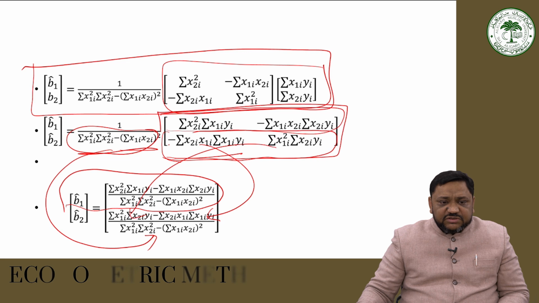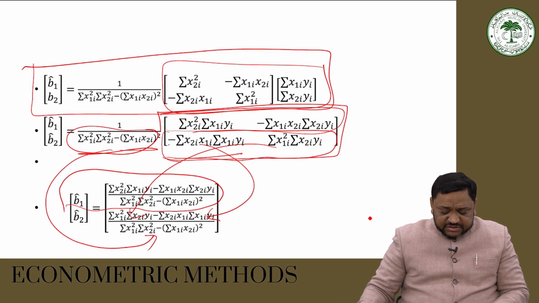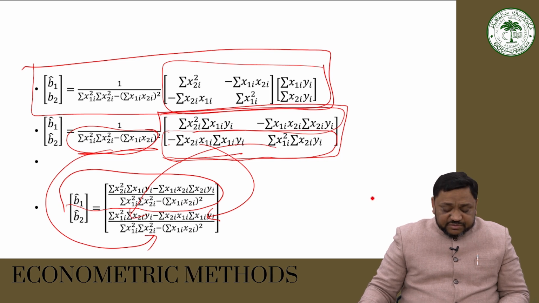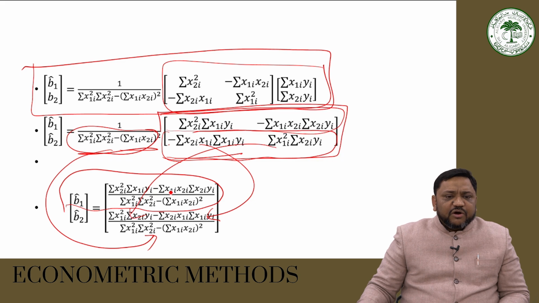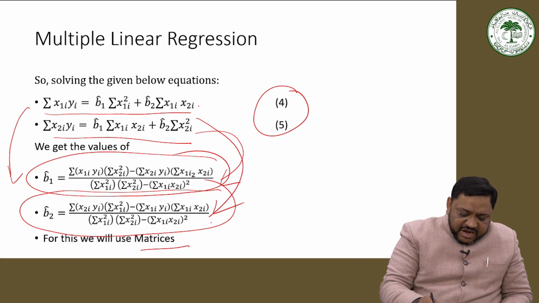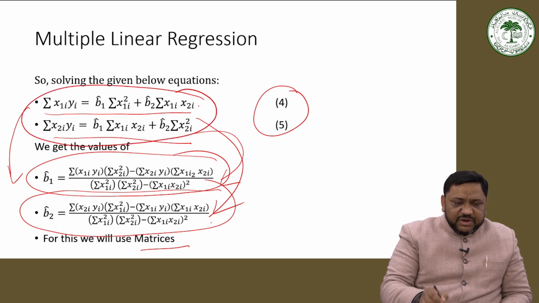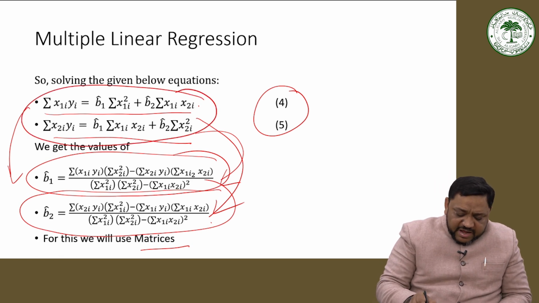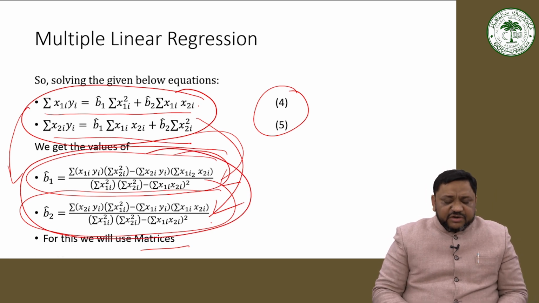Once we have done this, we can now simply state that these are the parameters b1 hat and b2 hat. So what we have basically done is we started with these two normal equations in the deviation format, and then, by using the knowledge of matrices, we derived the formulas of b1 hat and b2 hat.